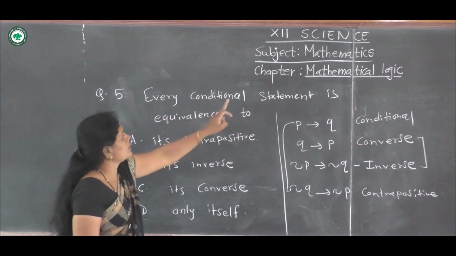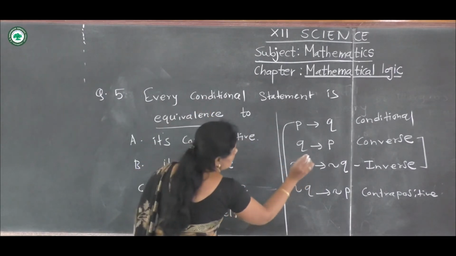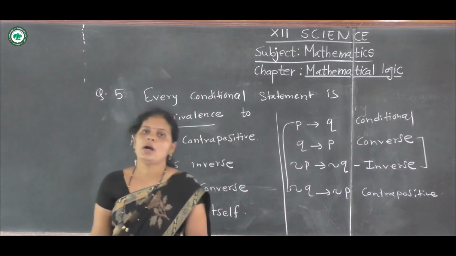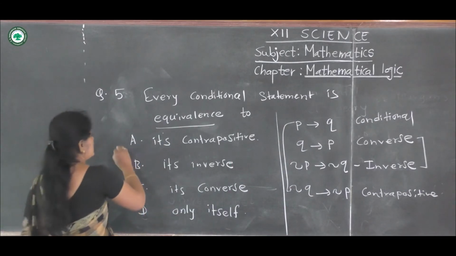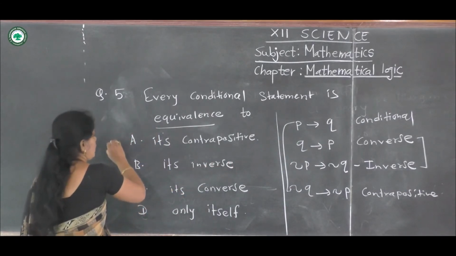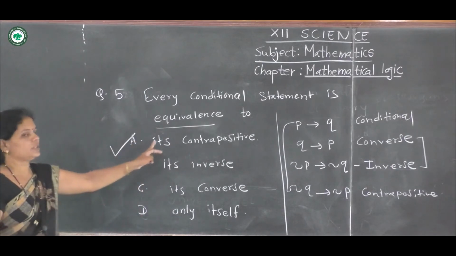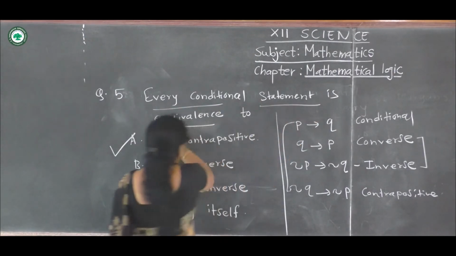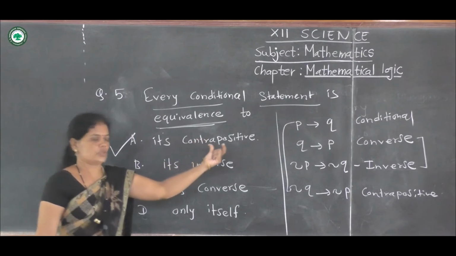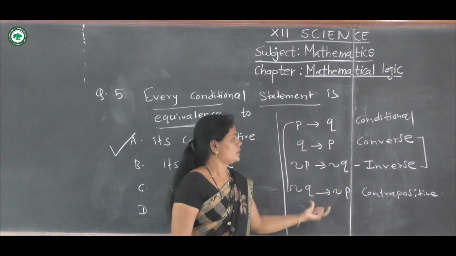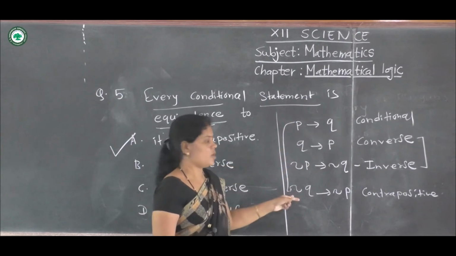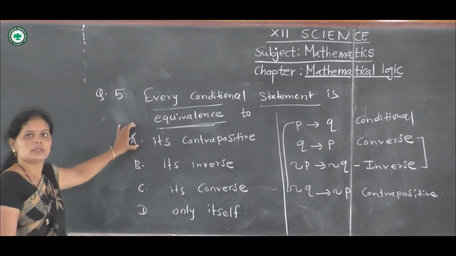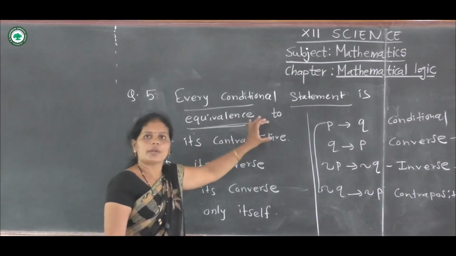Therefore, every conditional statement is equivalent to its contrapositive. Option number first, A, which is our answer, its contrapositive. This is our theory part. Conditional is equivalent to contrapositive and converse is equivalent to inverse. Therefore, option number first is our answer, its contrapositive.